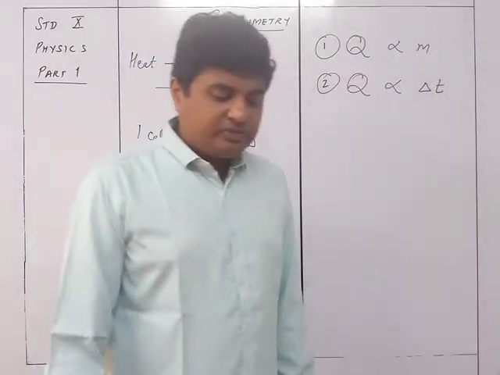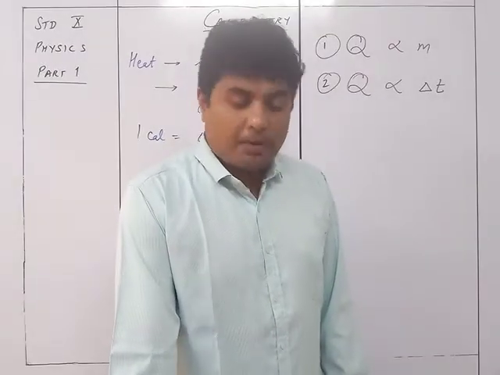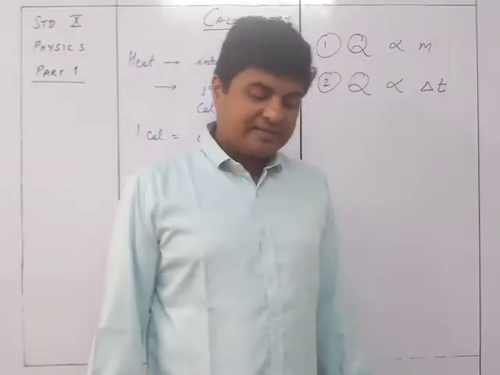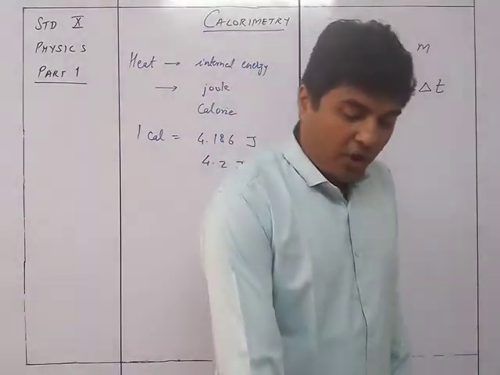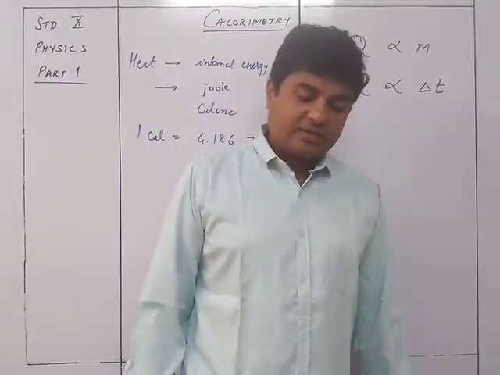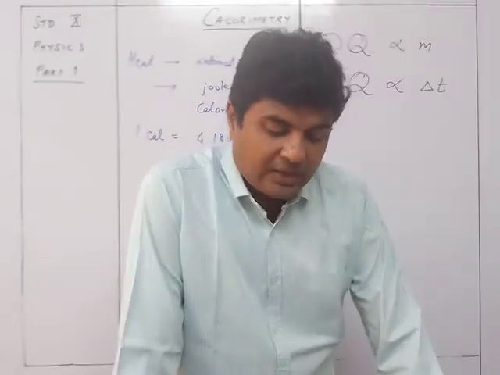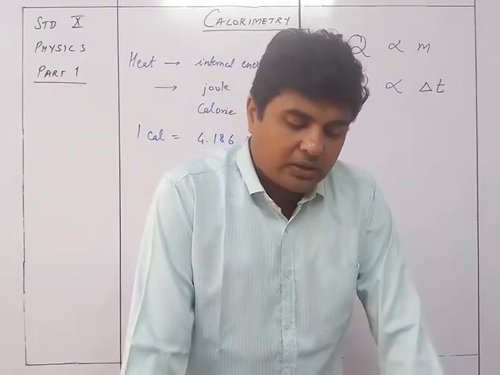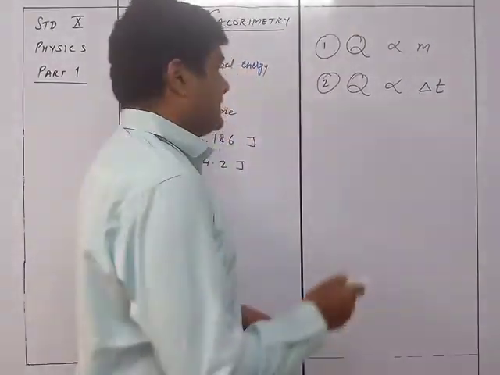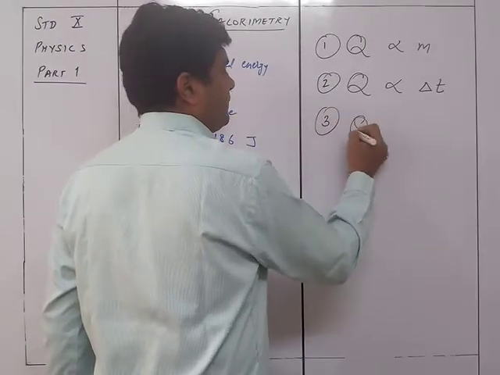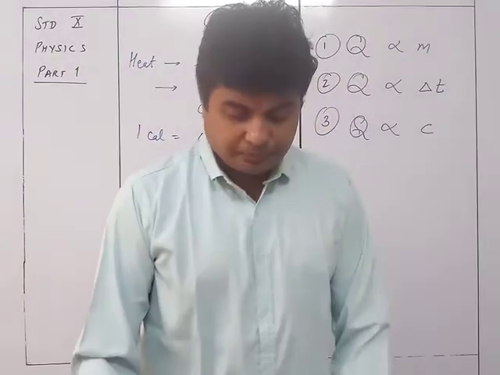And finally, objects of the same mass but made of different substances absorb different amounts of heat energy to raise the temperature by the same amount. For example, equal mass of water and copper are heated through 1 degree Celsius. The amount of heat absorbed by water is nearly 10 times the amount of heat absorbed by copper. Thus, the amount of heat energy absorbed depends on the substance of the object, which is expressed in the term specific heat capacity. So that is correct. Q is proportional to the specific heat capacity C of the object.